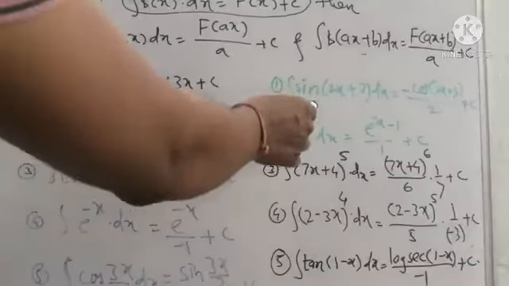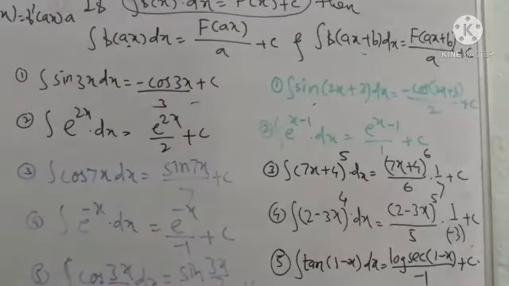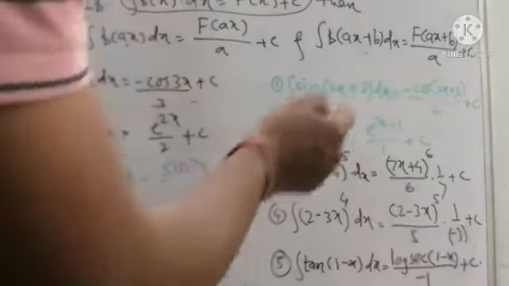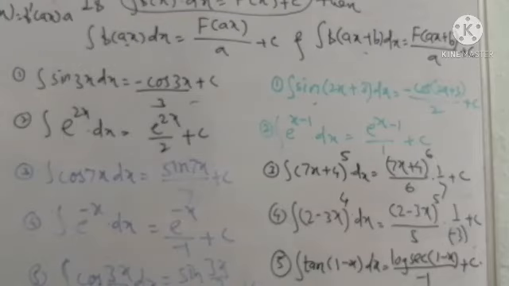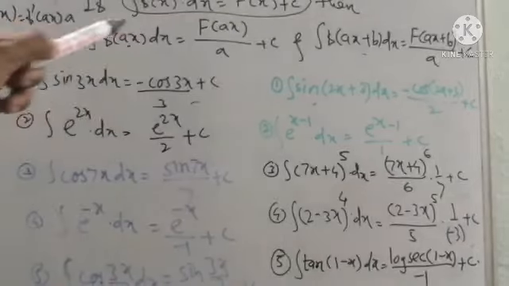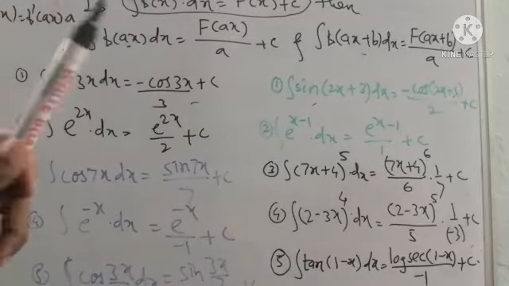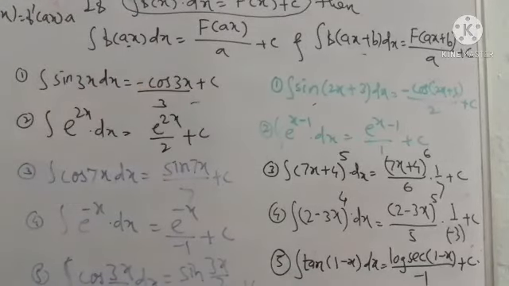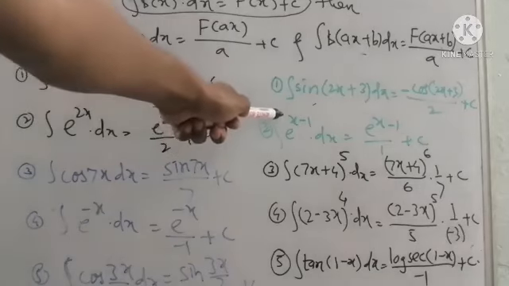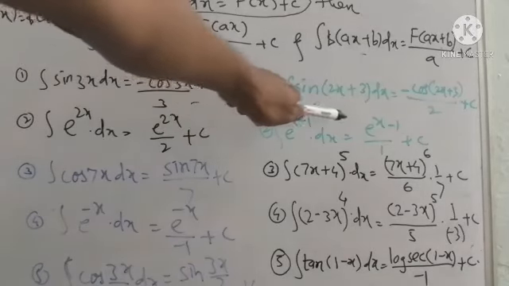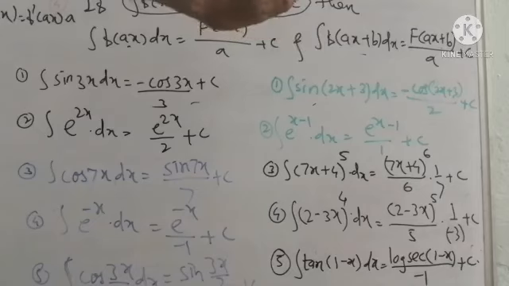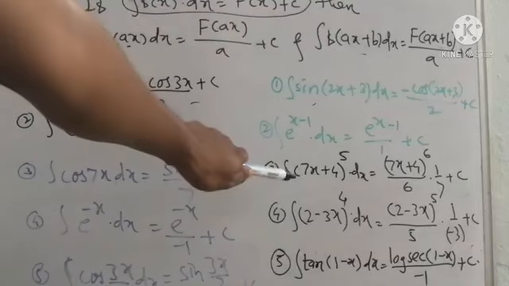Now integration of sine 2x plus 3, as x is linear, here 2x plus 3 in a sine function, so its integration is minus cos of 2x plus 3 divided by the coefficient of x, which is 2. Remember, we have to put plus c in each integration, as we did in each example. Now integration of e raised to x minus 1, as here the coefficient of x is 1 and it is linear, so its integration is e raised to x minus 1 divided by 1 plus c.